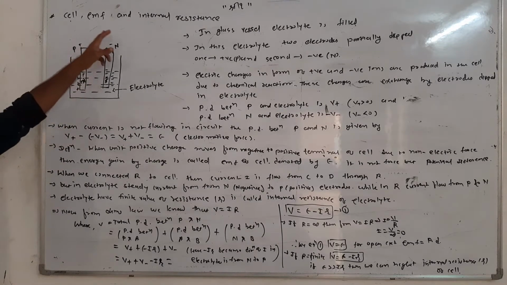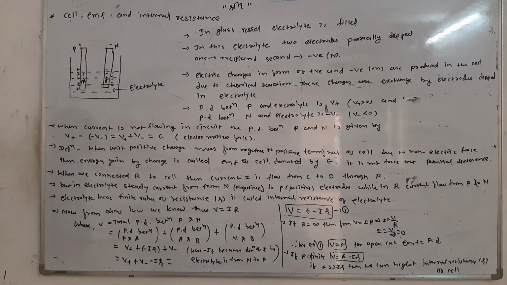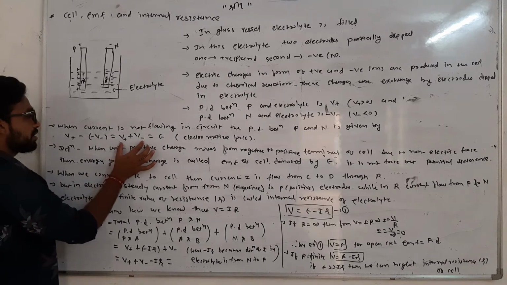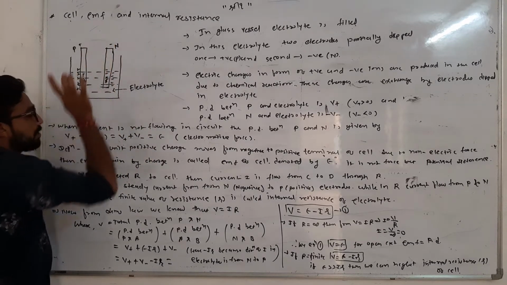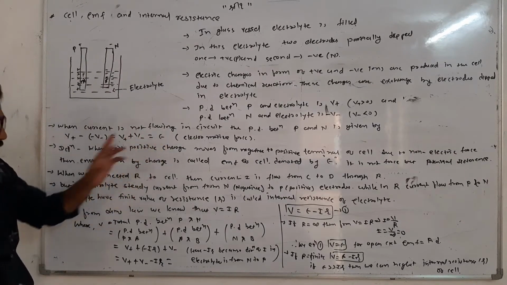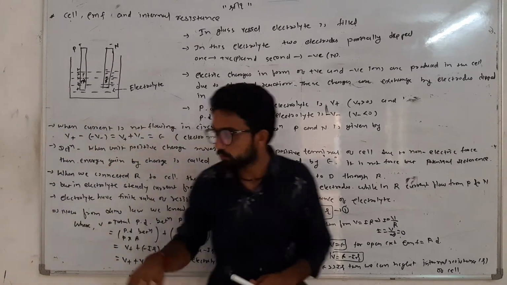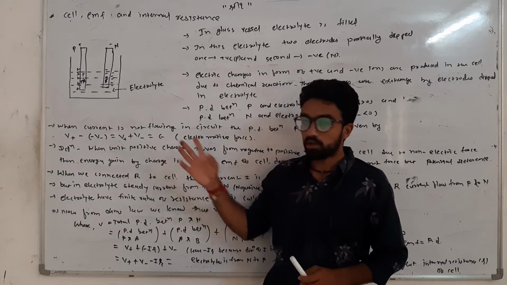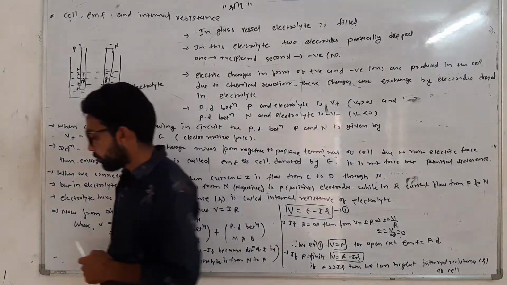When the electric current cannot be drawn from this cell, at that time this is the potential difference. So this potential difference is known as EMF, electromotive force, that is given by small e. And what is the definition for the electromotive force?